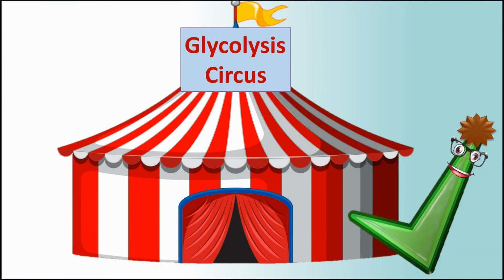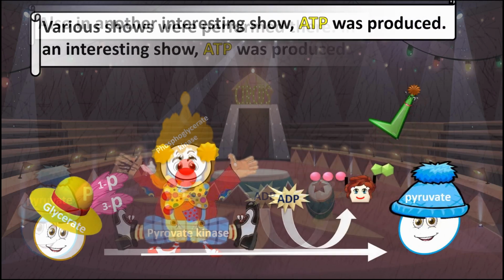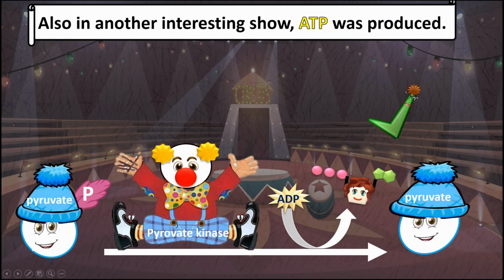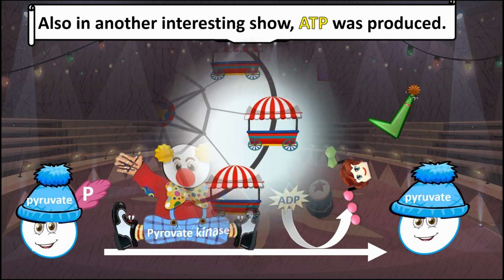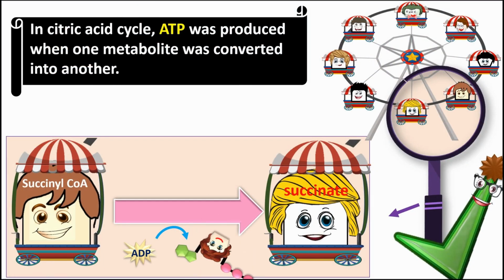Then I went to the glycolysis circus. Various shows were performed there. In an interesting show, ATP was produced. Also in another interesting show, ATP was produced. Then I went to the park. But not to play. I saw the citric acid cycle wheel there. In the citric acid cycle, ATP was produced when one metabolite was converted into another.